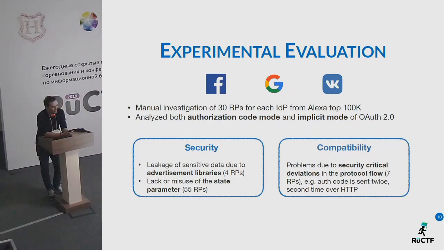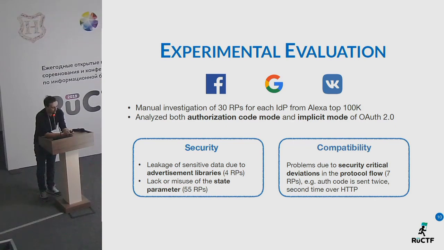We did an experimental evaluation in the wild of our solution by trying to authenticate and use 90 different websites taken from the Alexa top 100K, and we focused our attention on just 3 identity providers, the most famous ones: Facebook, Google, and VK. And we have analyzed both the authorization code mode of the protocol, which is the one that I've just shown you before, and the implicit mode, which is a simplified variant of the protocol.